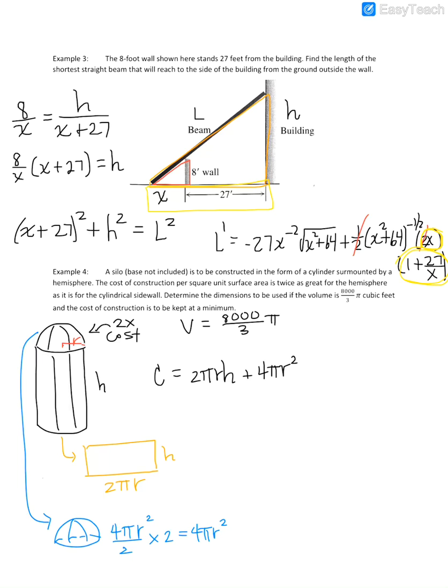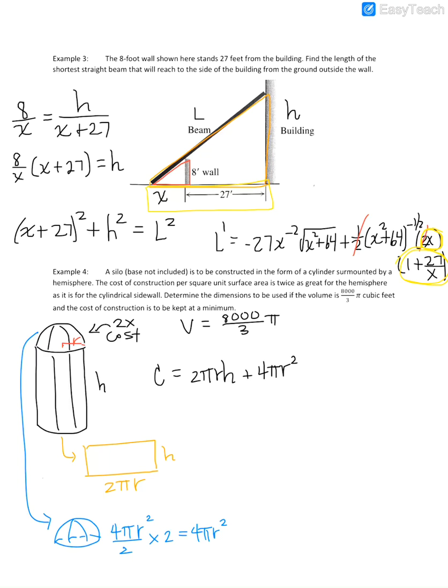Okay, so now we're going to move over to the volume section. The reason the volume is important is because when I plug the h and the r into the volume, it's going to allow me to isolate one of the variables, so that instead of having 2 variables in my cost equation, I only have 1.